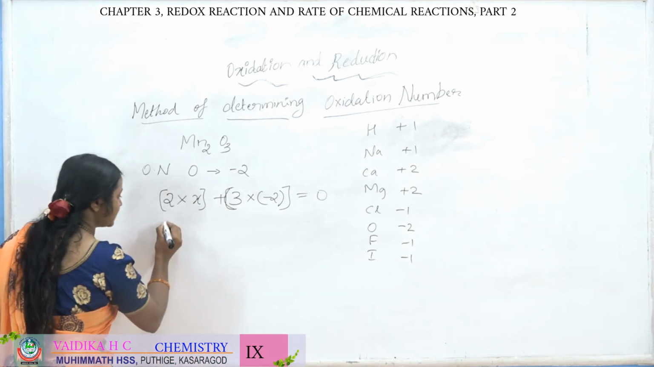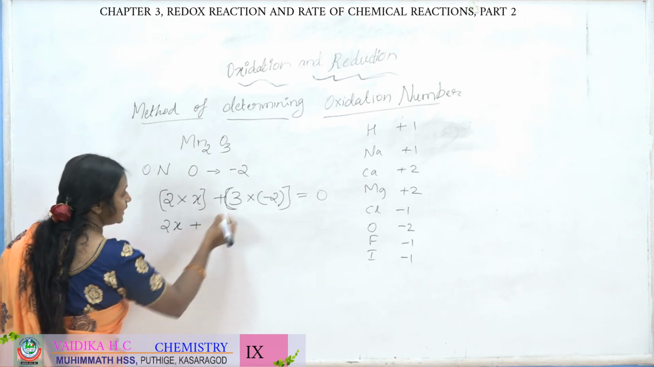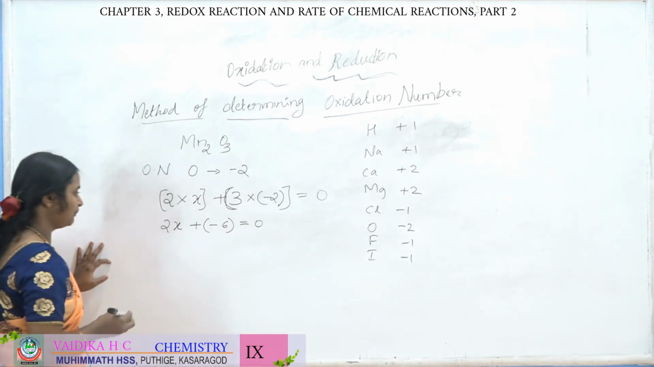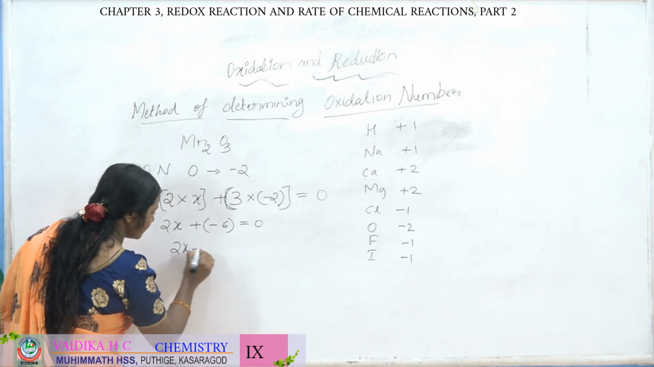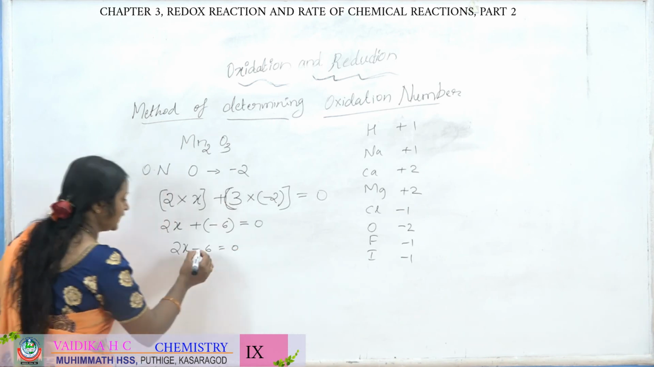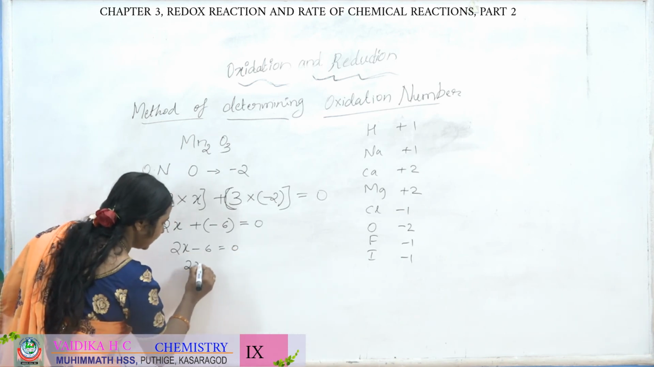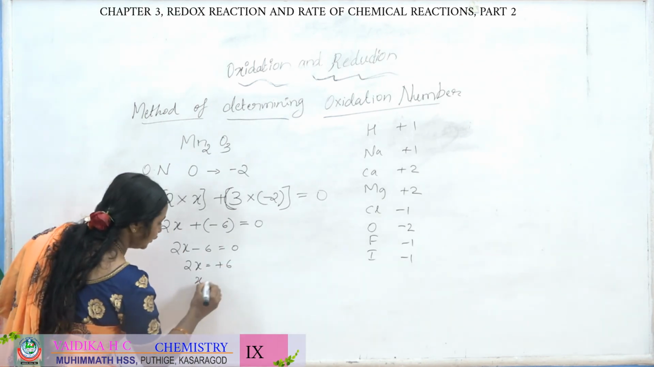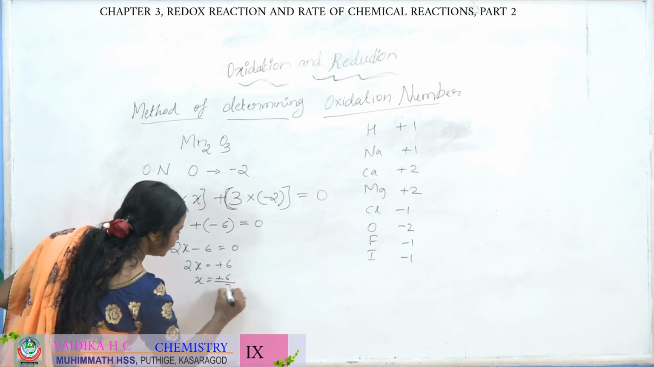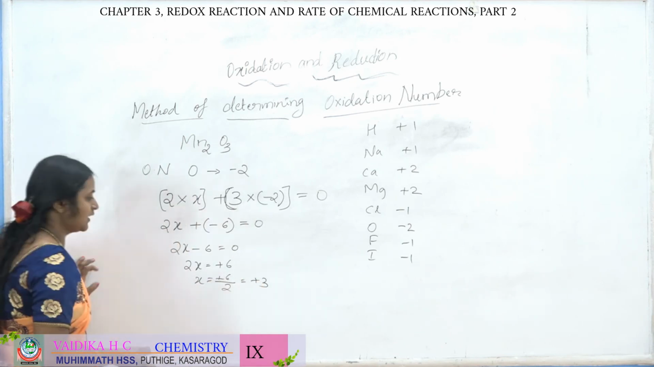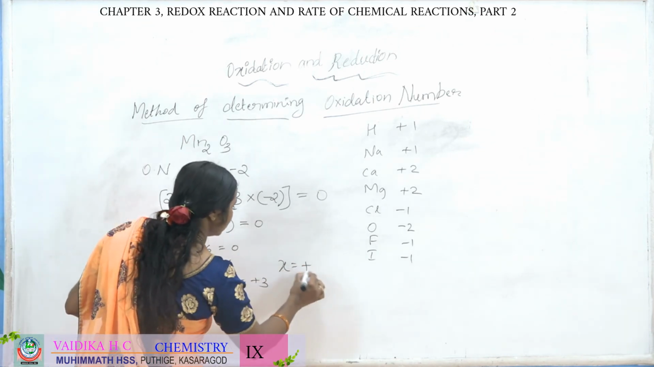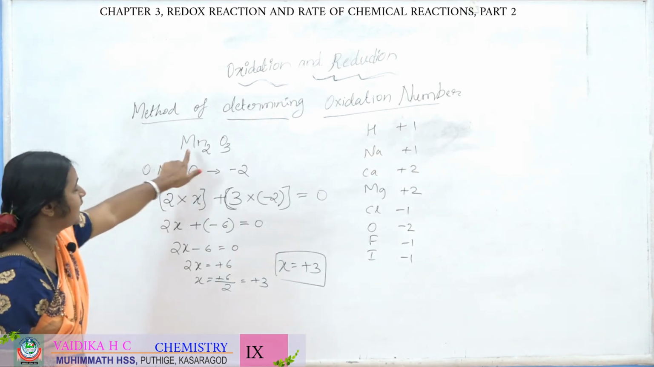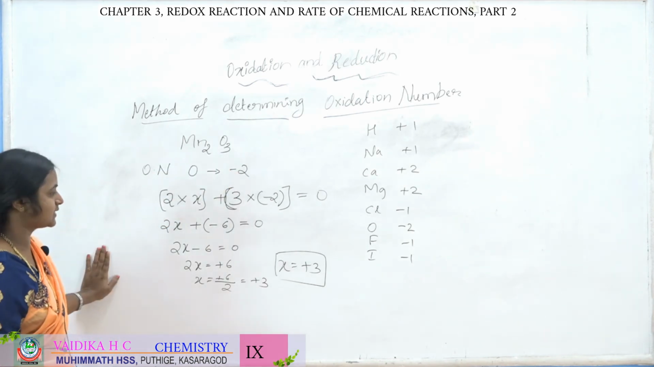So 2 into X, 2X plus 3 into -2, -6, equal to 0. So 2X minus 6 equal to 0. Taking 6 to the other side, you will get 2X equal to +6. So X equal to +6 by 2, which is +3. So the value of X is +3. That means the oxidation number of manganese in this compound will be +3.